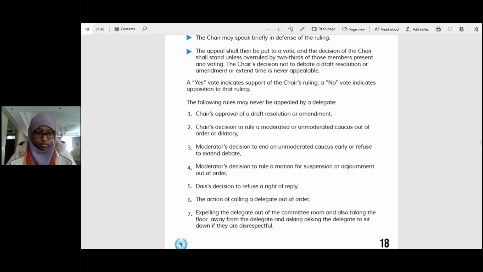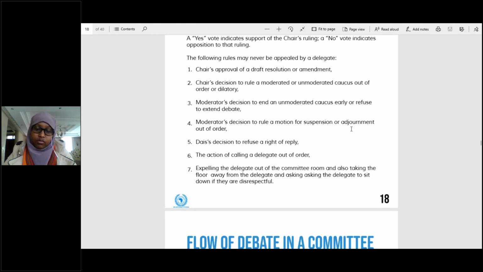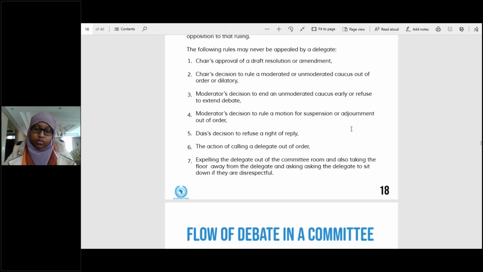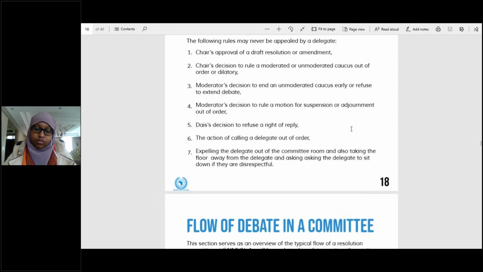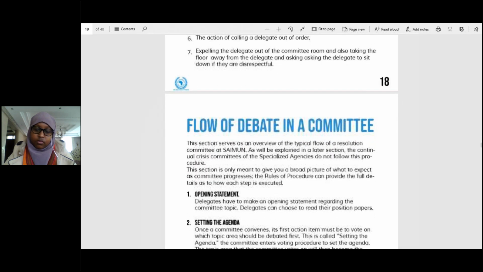One of them is the chair's approval of a draft resolution or amendment, the chair's decision to rule a moderated or unmoderated caucus out of order, the moderator's decision to end an unmoderated caucus early or refuse to extend debate, the moderator's decision to rule a motion for suspension or adjournment out of order, the dais's decision to refuse a right of reply, the action of calling a delegate out of order, the expelling of a delegate from the committee room, and taking the floor away from a delegate and asking them to sit down if they're disrespectful.